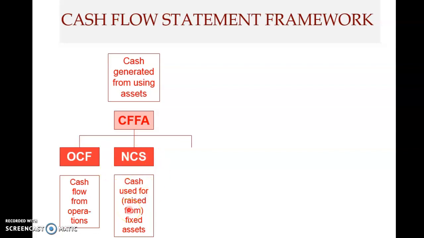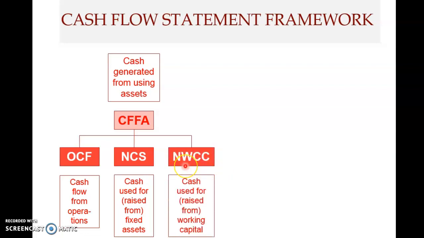But let's say you sell the fixed assets in order to generate cash flow. Therefore this NCS will be negative. There will be a cash inflow. Therefore you minus a negative NCS, so you add, and it will be cash raised from the sale of fixed assets. Now, the third component of CFFA will be change in net working capital, or net working capital change.